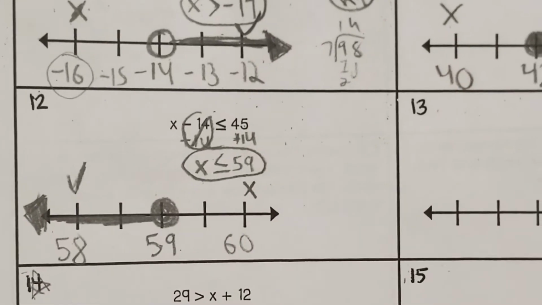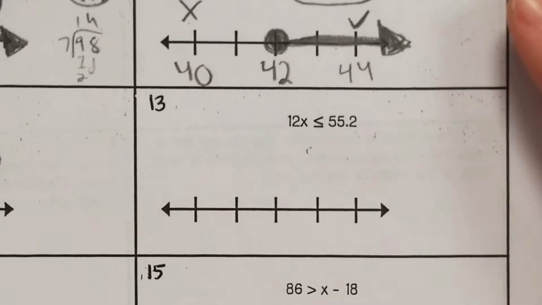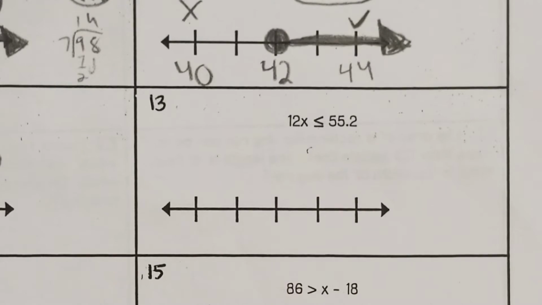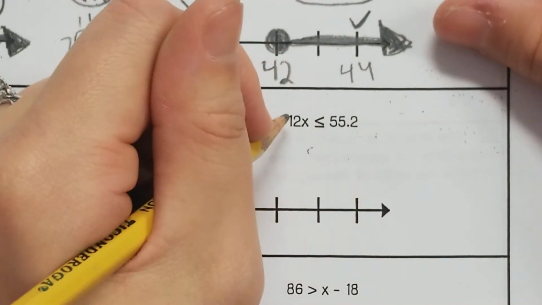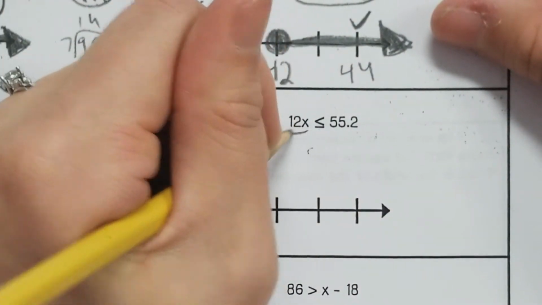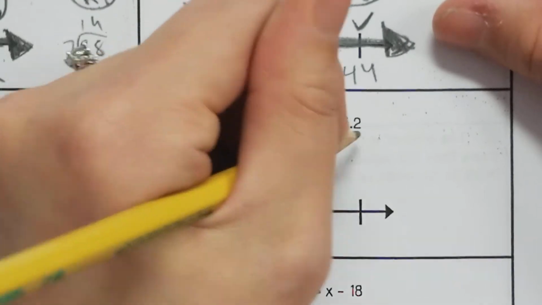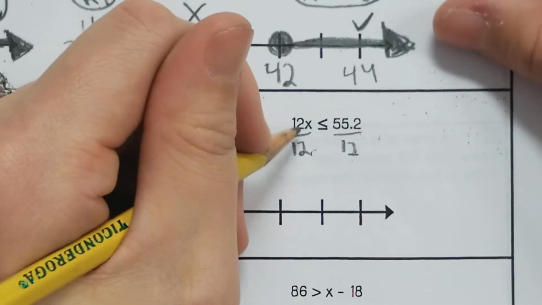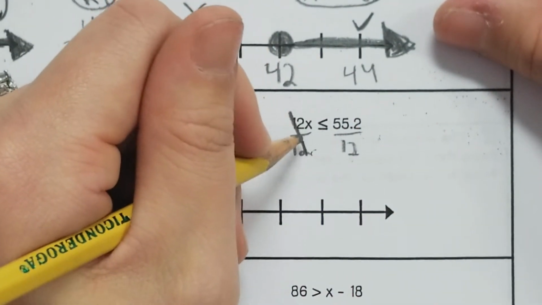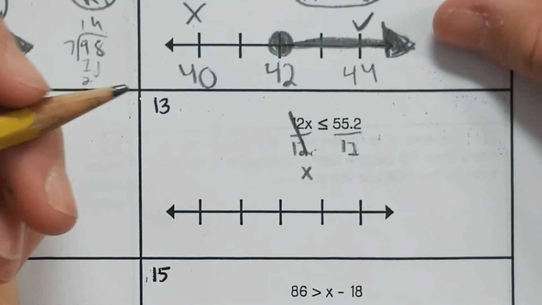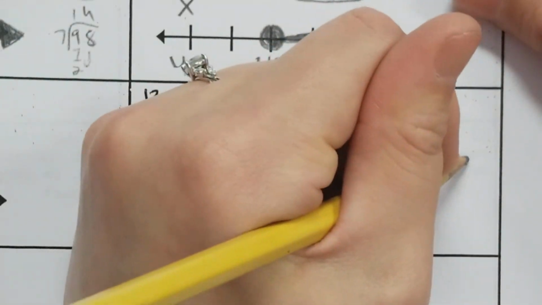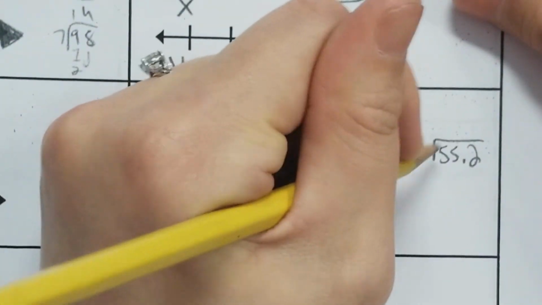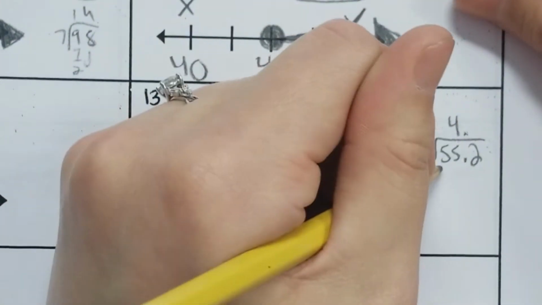Okay, halfway done. We have 12x is less than or equal to 55 2/10. This is 12 times x, so the opposite of multiplying by 12 is dividing both sides by 12, because 12 divided by 12 will equal 1. So I have x by itself, which is always our end goal. 55 2/10 divided by 12, really quick, that should be a 4.